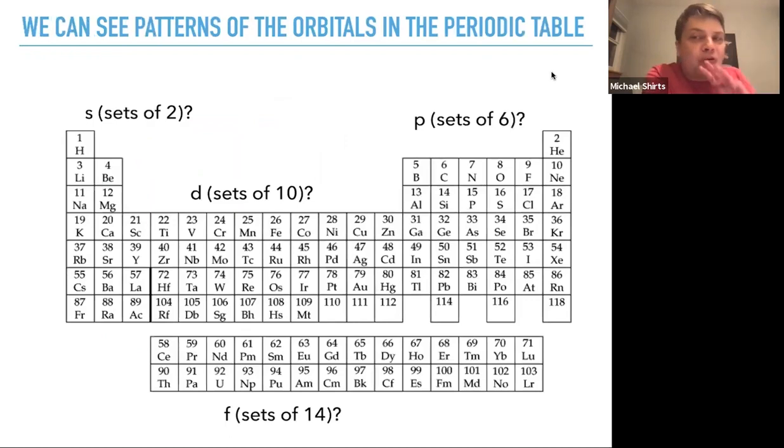So right off, you can see patterns in the periodic table. Well, we have lots of sets of 2 that are similar, sets of 6, sets of 10, and then way at the bottom, once we get down to really big atoms, we get sets of 14 that fit together. So clearly, this is something that has some bearing, it's connected to the orbitals and how many there are.